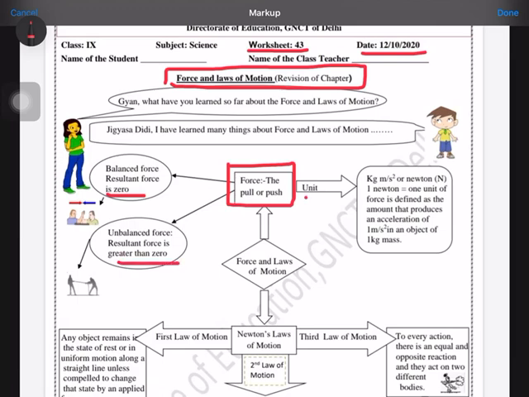So when we talk of unit of force, it is kg meter per second square, or it is said to be Newton also. One unit of force is defined as the amount that produces an acceleration of 1 meter per second square in an object of 1 kg mass.